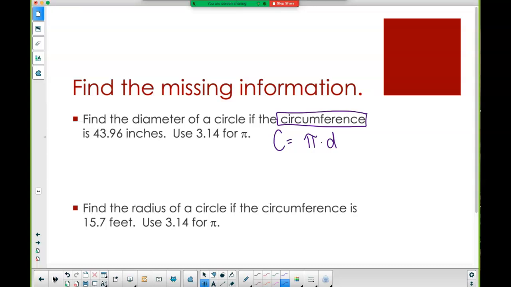Do we know the circumference? Yeah, this problem tells us the circumference is 43.96. Do we know pi? Yep, 3.14 times d. We're going to solve it. How do I solve this?